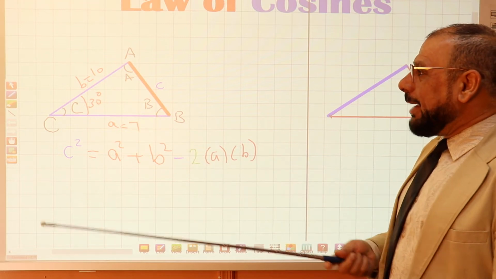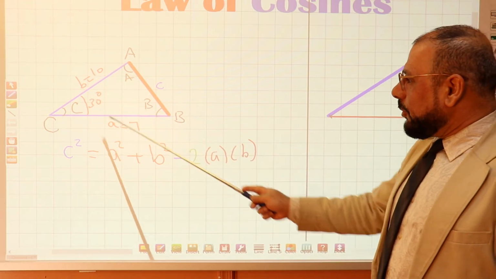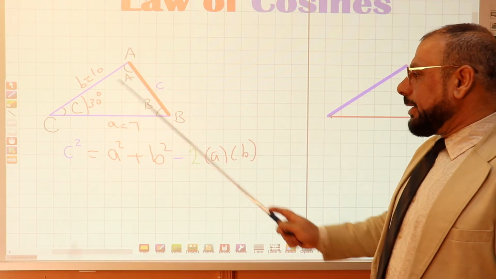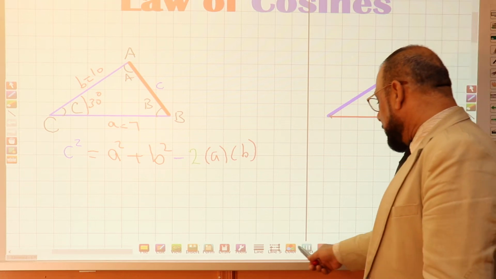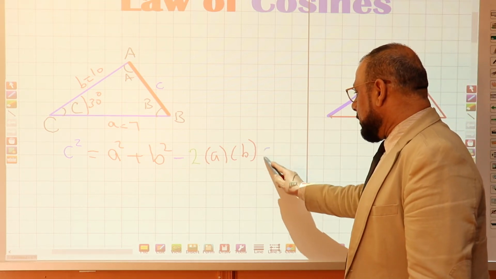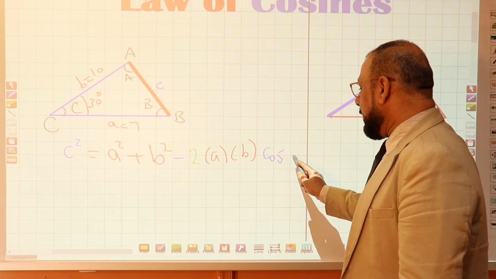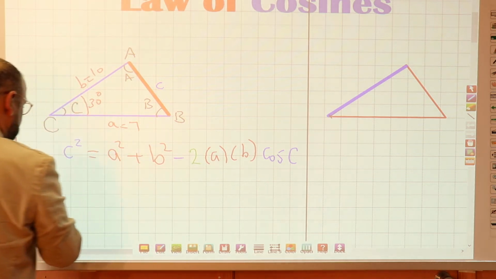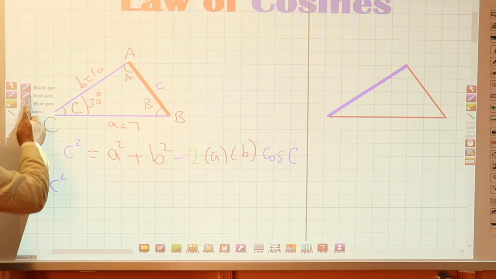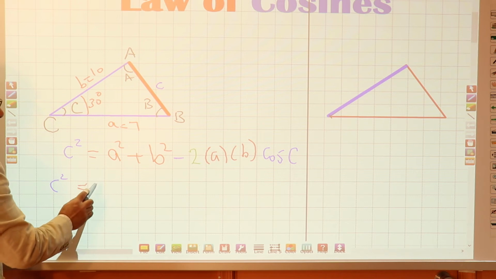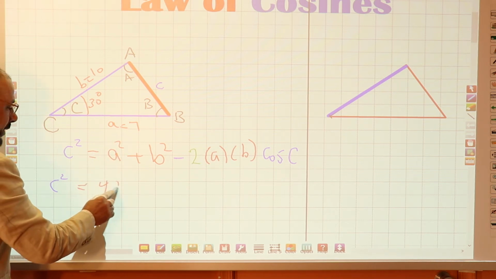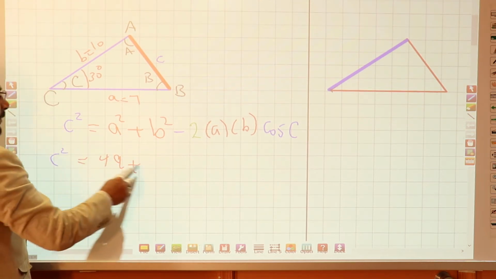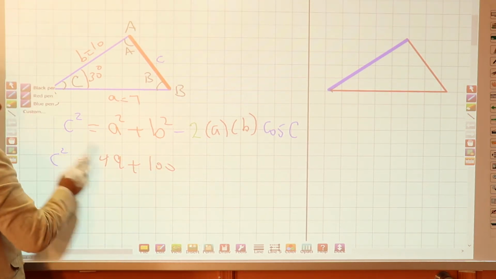How do I know I'm going to apply the law of cosine? If I have two given sides and the angle between them. Cosine of the angle C. Let us apply our numbers. c squared equals, you need a calculator for this, a is 7, 7 squared is 49, b squared is 100, minus 2.